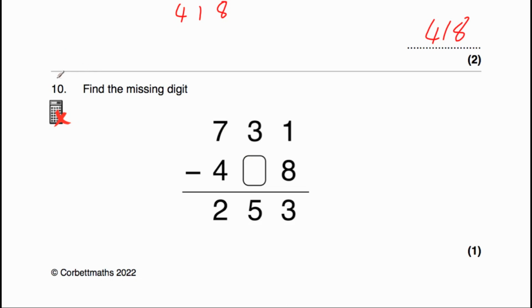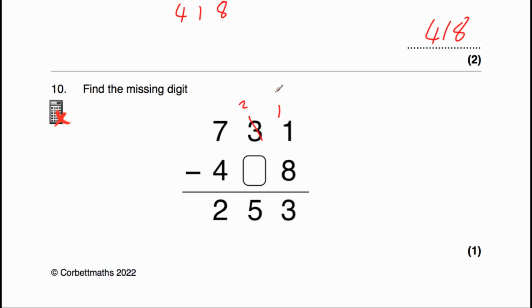Okay, let's have a look at question number 10. In question number 10, we've been asked to find this missing digit. So we've got 731 take away something equals 253. So 1 take away 8, well, 1 take away 8 we can't do. So if we were doing this subtraction starting with the 1s and we're doing 1 take away 8, we couldn't do that. So we'd have needed to borrow and call that a 2. And we would have done 11 take away 8 and we would have got 3. So that's correct, because 11 take away 8 is 3.